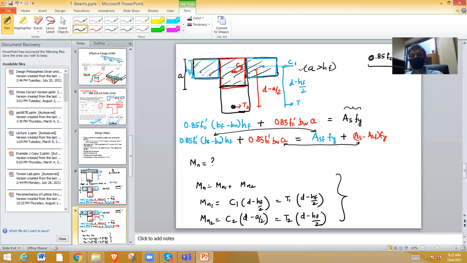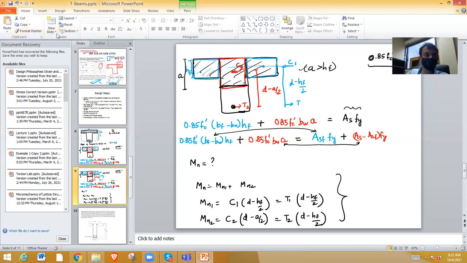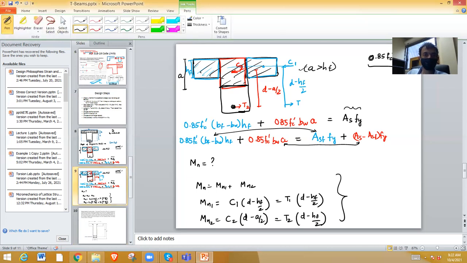So this is how we do the analysis. Analysis is when we are already given the cross-section, reinforcement, everything, and we want to find the nominal moment capacity. This is what we do. Now, how about design?